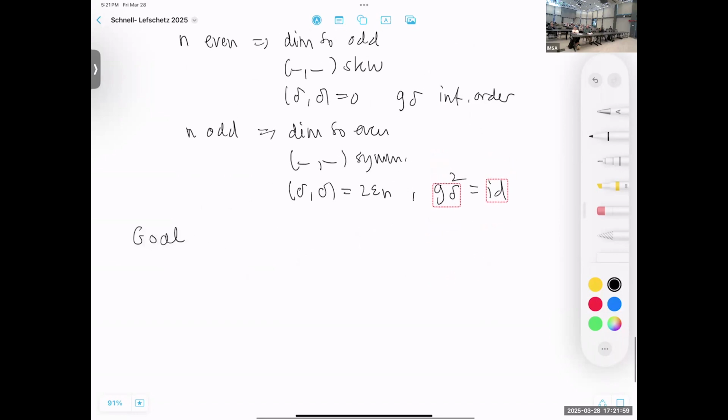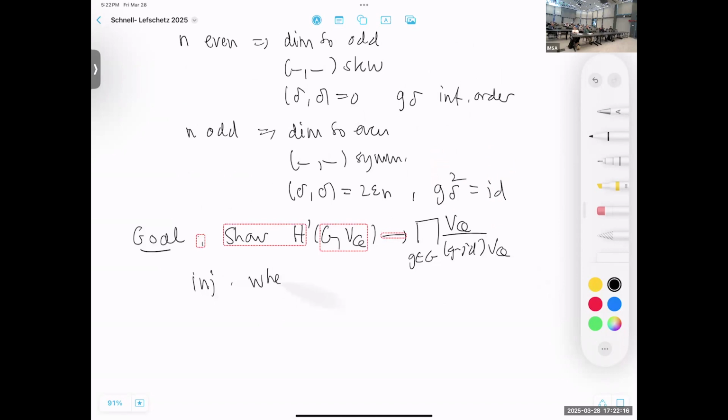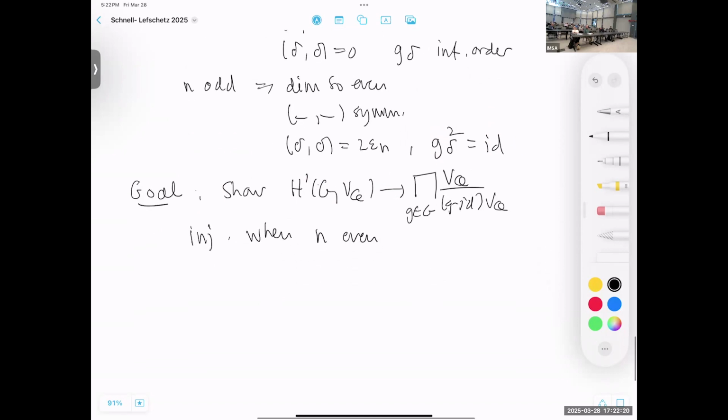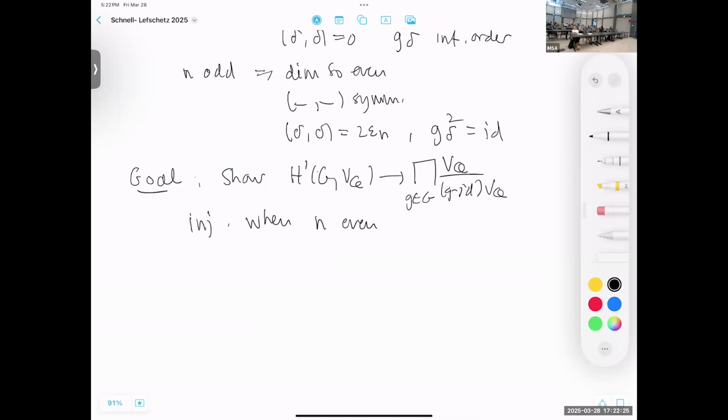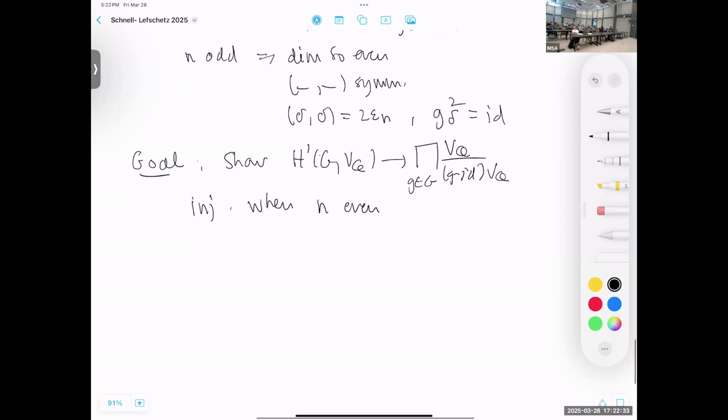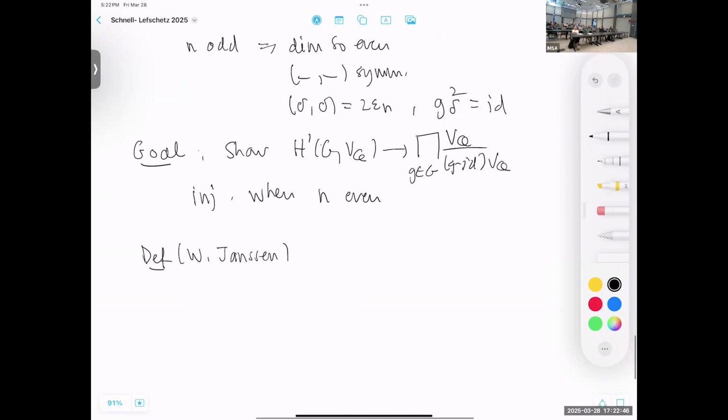Okay, so now the goal is to show that this map to the product is injective when n is even. All right. And so the key notion that we're going to need is due to Janssen, Wilhelmus Janssen is his name. He has some paper on this. He calls this kind of structure that you have here a skew symmetric vanishing lattice.